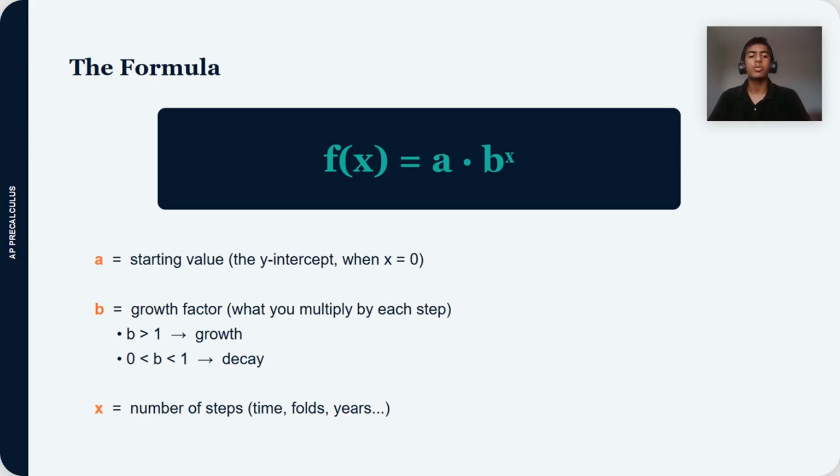The rule that trips people up is if b is bigger than 1, you're growing. If b is a decimal between 0 and 1, you're decaying, or exponential decay. It's shrinking towards 0, never hitting it. That's the horizontal asymptote at y = 0.